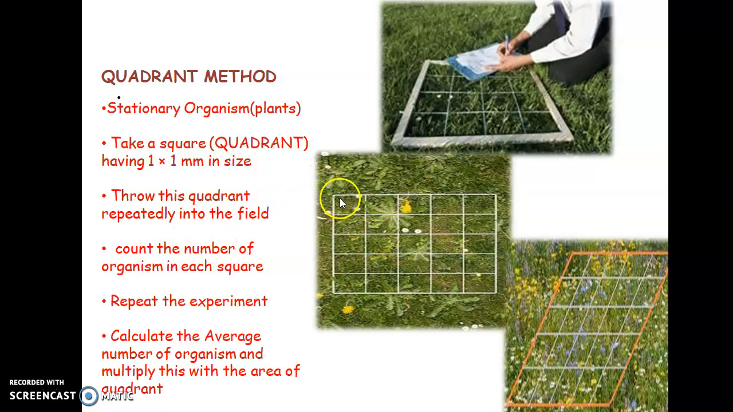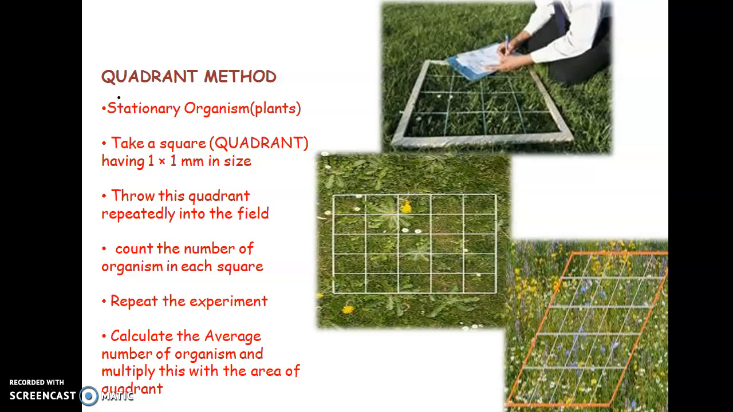Here you can see that there are different kinds of squares. Some of the squares are occupied by certain flowers, but some squares are not occupied by any type of organism or any flowers. Here it varies in the number of flowers. Here there are no flowers. Here also there are none, but here you can see two, then one. Here is one. Here is one. Right. So in this method we are counting the number of plants.